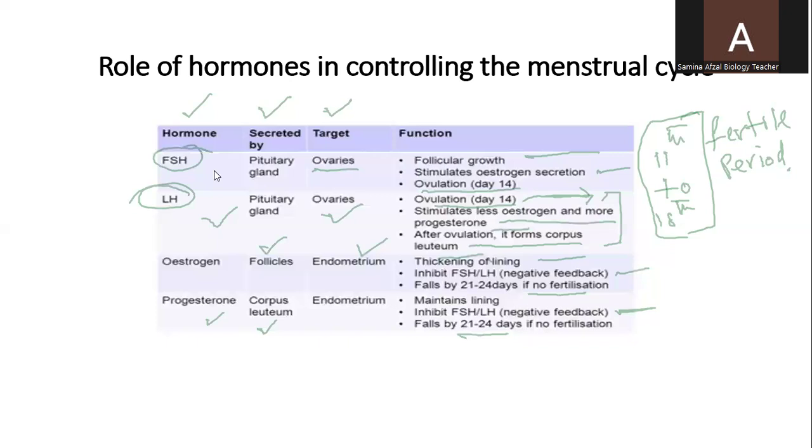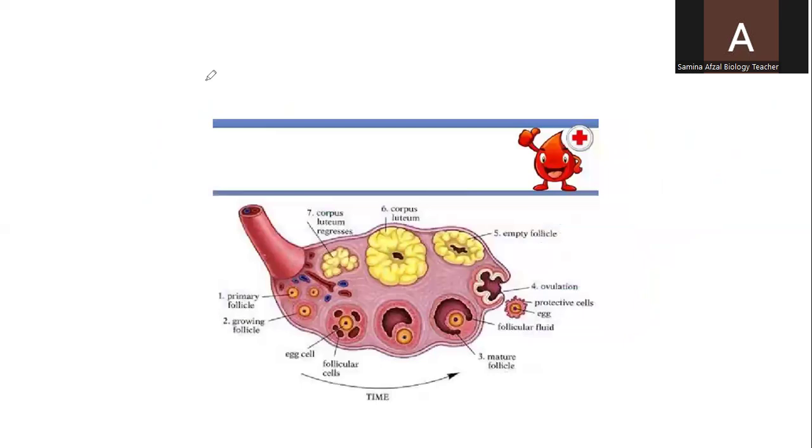How is the egg released from the ovary? Different changes take place in the ovary. I want to tell you that at the time of a baby girl's birth, there are many potential eggs present in the ovary, which start maturing at the time of puberty. They are able to reproduce. Then one egg is released every month from one ovary.